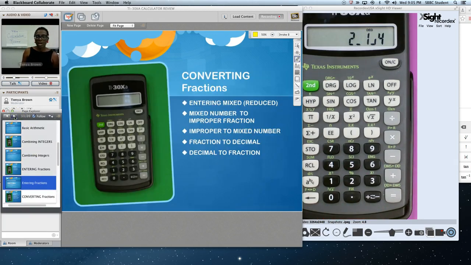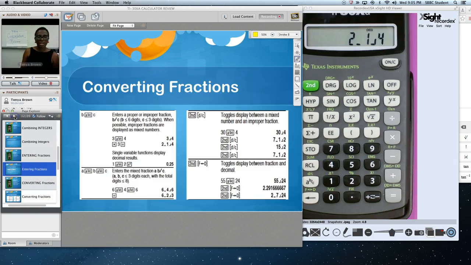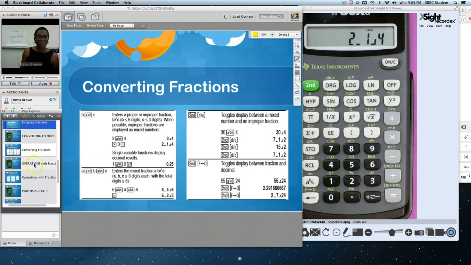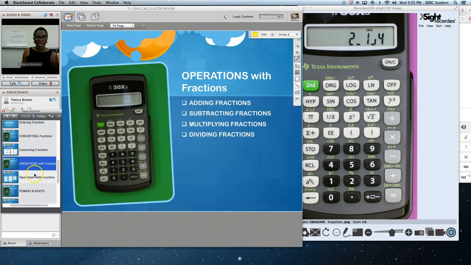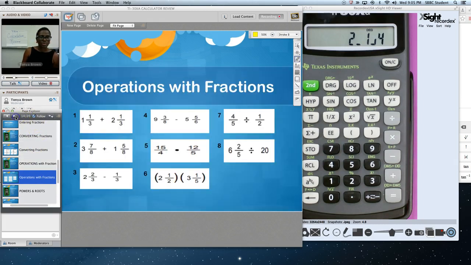So now we talked about converting fractions, and I just want to play with that a little bit more. So we converted a fraction already, but let's say we want to do operations with those fractions. So let's go ahead, and I'm going to skip this slide, and I'm going to go to the next slide. And let's do some operations with mixed numbers or with fractions. All right, so let's do number 1.